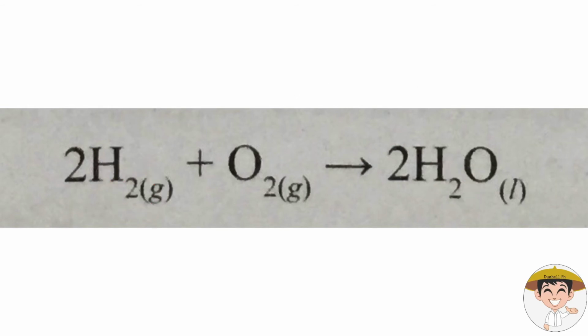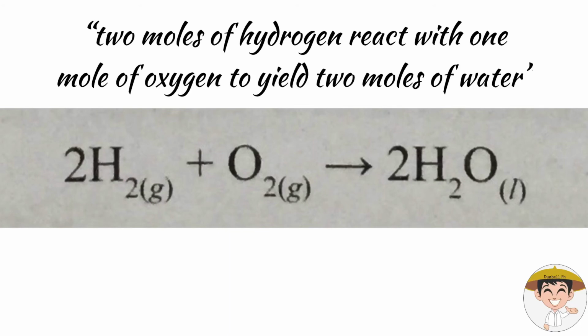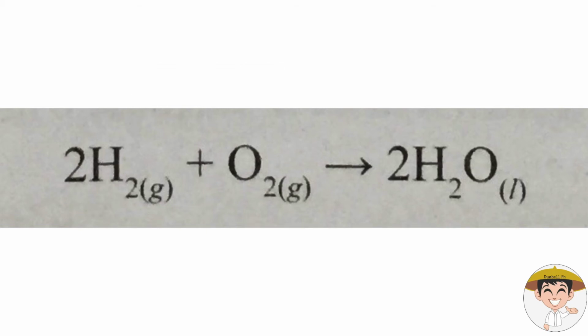Thus, this equation can be read as 2 moles of hydrogen react with 1 mole of oxygen to yield 2 moles of water. Okay? There are other symbols and representations that are frequently used to specify the physical state of the substance or the conditions in the reaction.